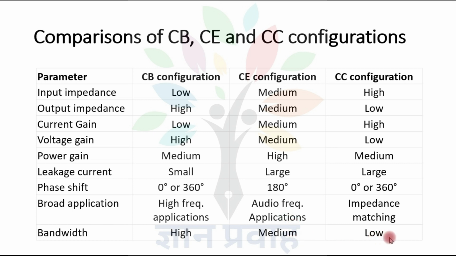So this table is simply showing the different characteristics for different configurations. Depending on the requirement, we can choose a specific configuration. For impedance matching, we must use CC configuration. For high frequency applications, we must use CB configuration. And for audio frequency applications, for inverting operation, or for amplification purposes, we must use CE configuration.